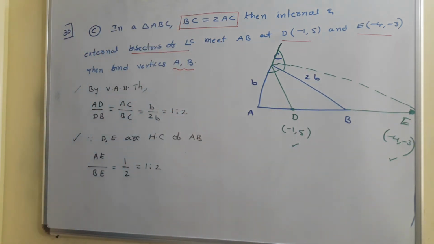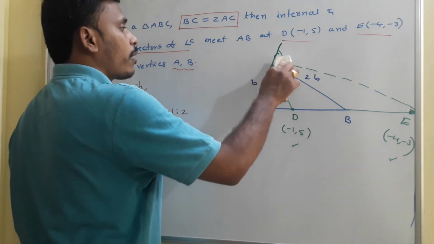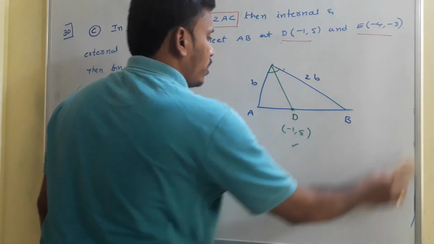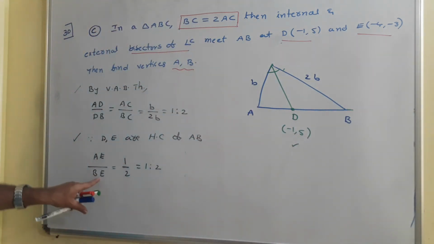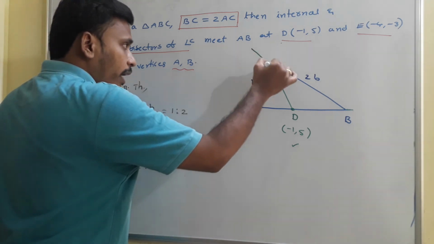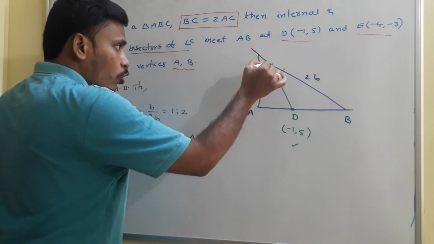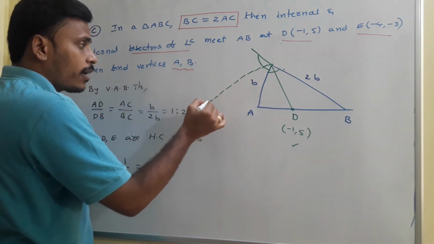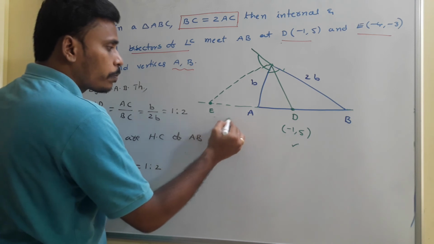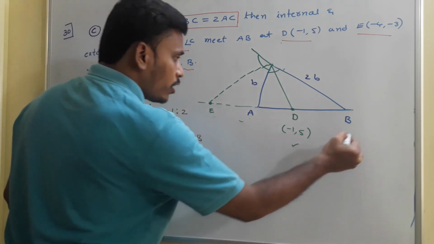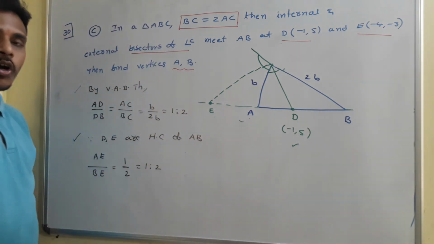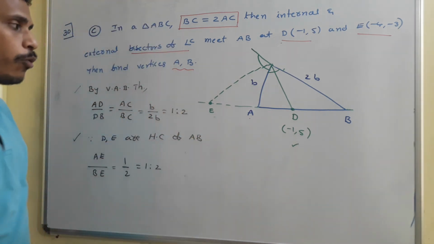Okay, no problem. An external bisector is possible in both directions. As I sketched this side, but this AE by BE equals 1 is to 2 is suggesting you need to consider the external bisector this side. So draw its external bisector and it meets this AB at E. Now this part is 1 and this part is 2. AE is 1, BE is 2. So D, E are harmonic conjugates.